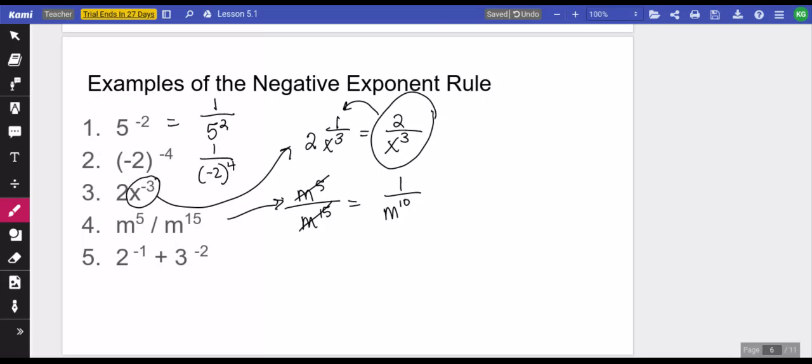On this last one, they're both going to get flipped. So I'm going to have 1 over 2 to the positive 1 plus 3 to the positive second. And the book is probably going to want you to simplify that. So 3 squared is 9. So I have 1 over 2 plus 9, which is 11.